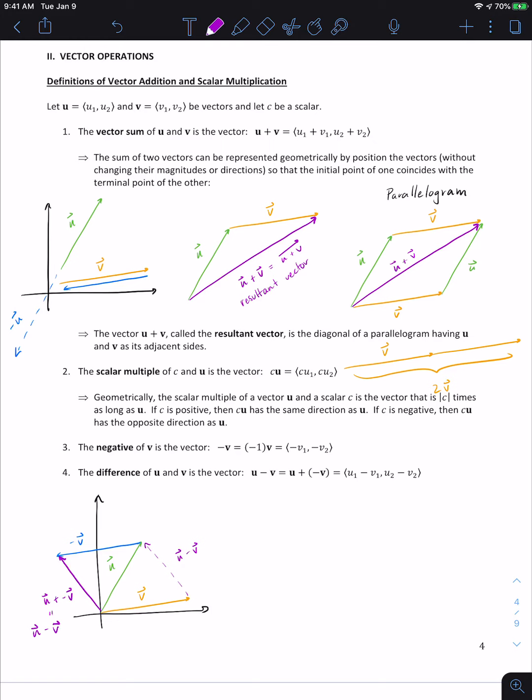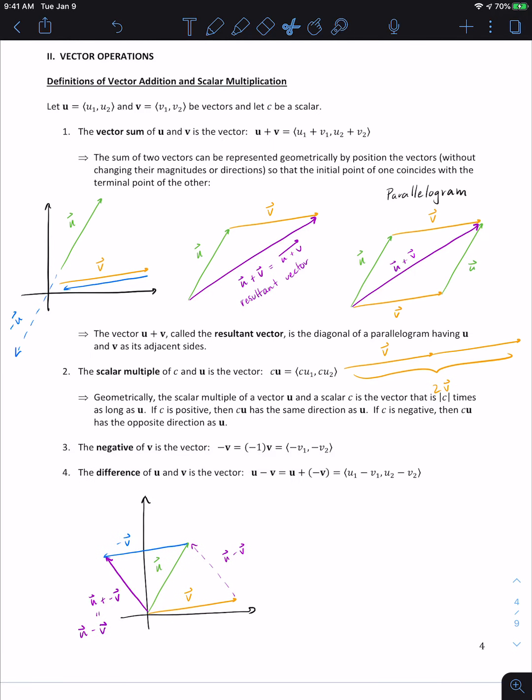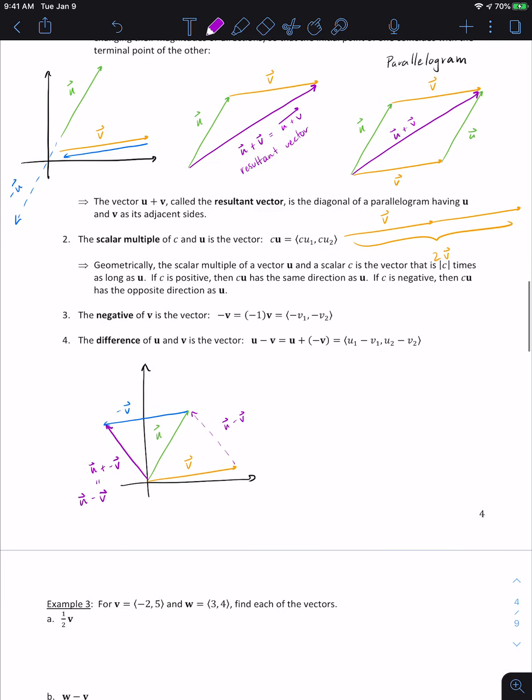So the idea behind the difference, I can think about it as tip to tail, like the addition with the negative of the one that's being subtracted, and that ends up being exactly the same as putting both at the origin, and the difference is the guy that goes in between these two, the guy that connects these two, which is this guy that I drew in purple dotted.